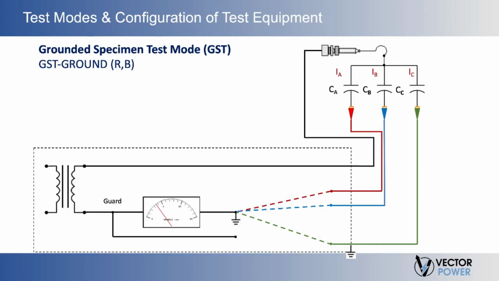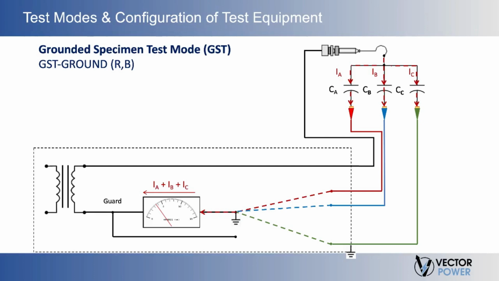All right, so looking at the different test modes. With the analyzer in GST ground, RB, the low voltage leads are brought to ground potential. Thus, the low voltage leads may be used to connect ground to a specimen's terminal. And as we see here in the slide, if we apply voltage, we would create a current flow going through CA, CB, CC.